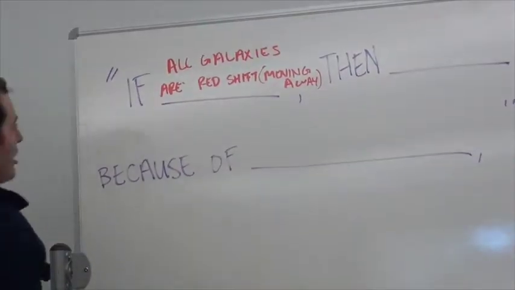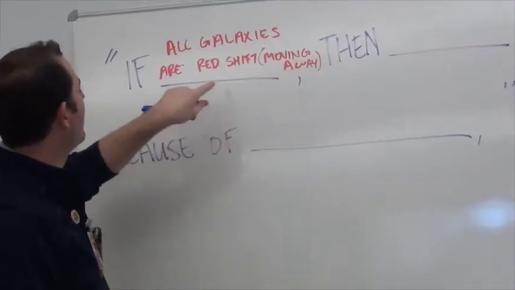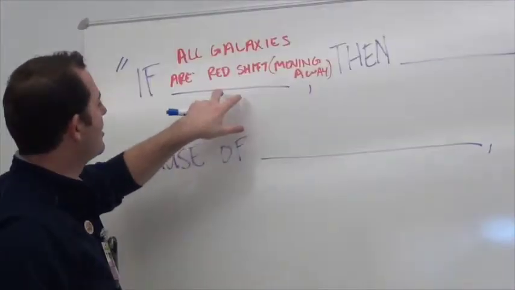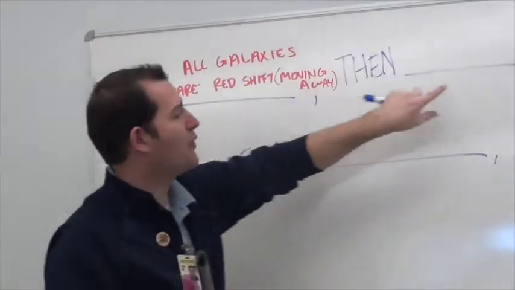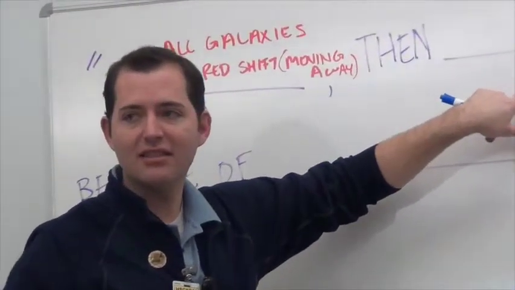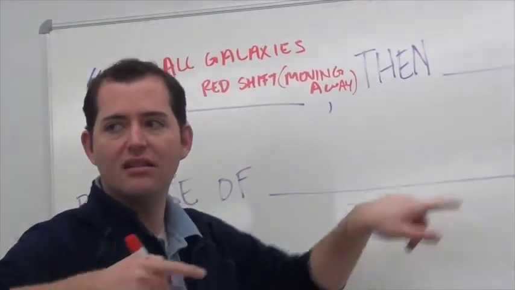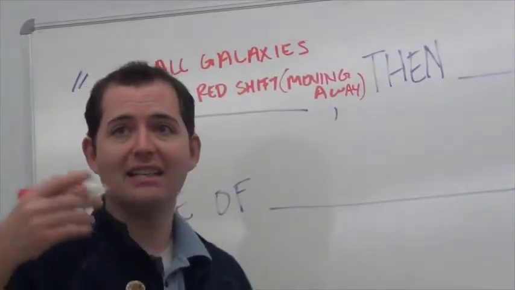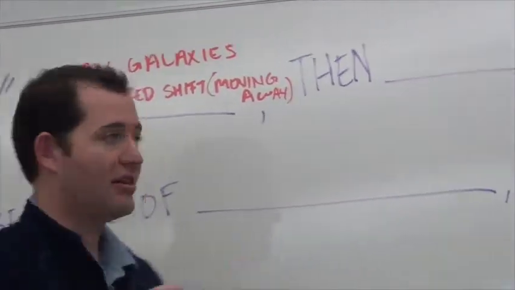What is the claim or hypothesis? So if all galaxies or stars are moving away or redshifted, then what? What's my claim or evidence? That we're still expanding. So we're expanding as the Big Bang says we would be. Okay?